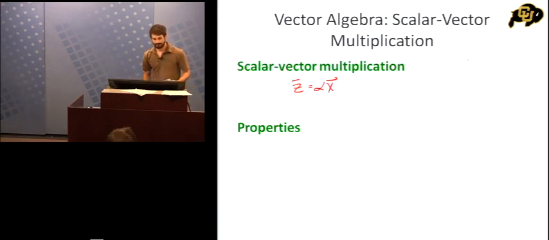Thank you very much. All right, so scalar multiplication, we have this example. If we write this in index notation, then we would have z_i equals alpha x_i.